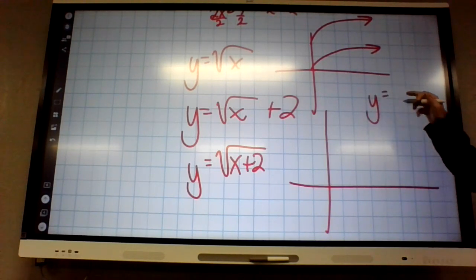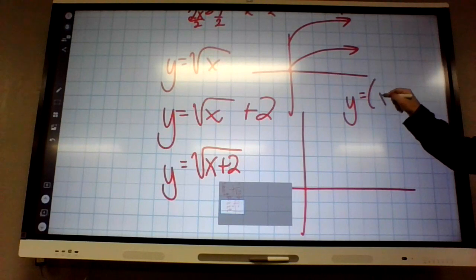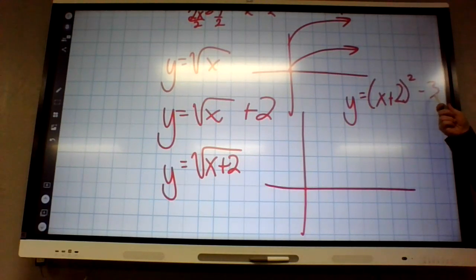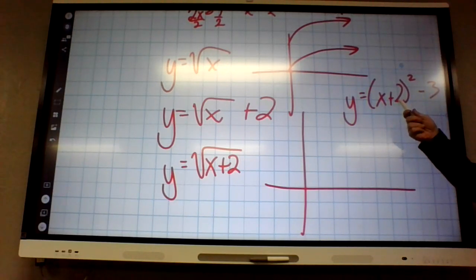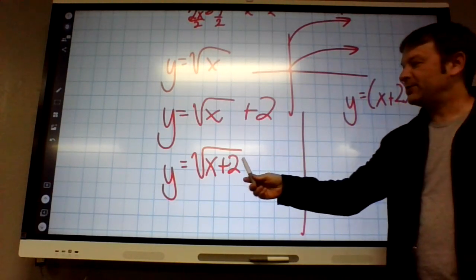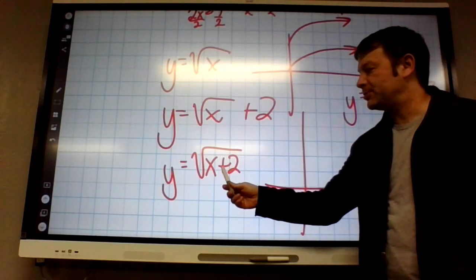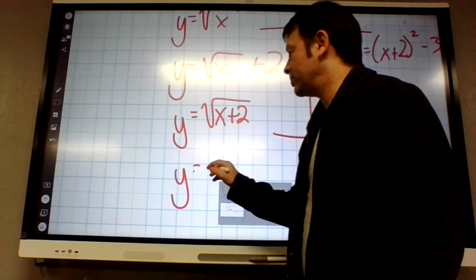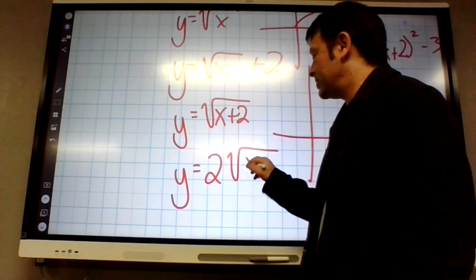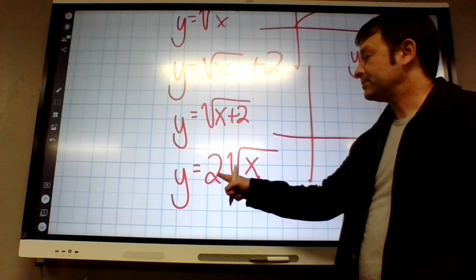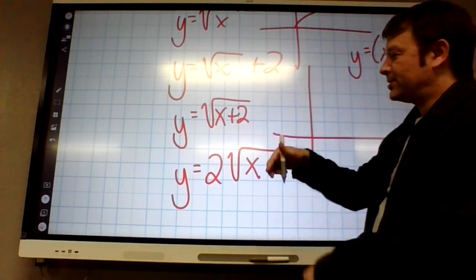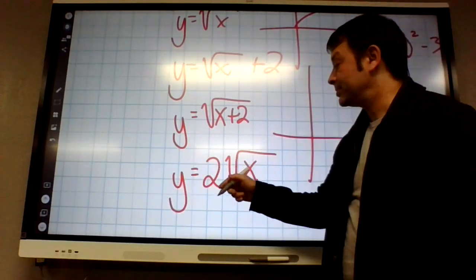Do you guys remember parabolas? Like this made the graph go down 3, this made it go left 2. So when it's directly on the x, it goes left or right. This would make it go left 2. Okay, what do you think that 2 will do to it? Yeah, twice as tall. I think that's actually one of our problems today.